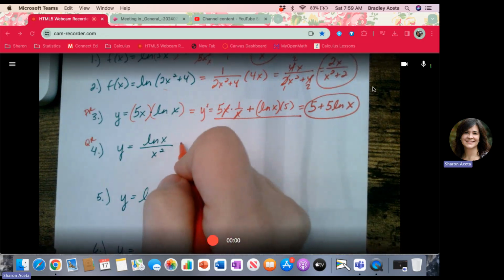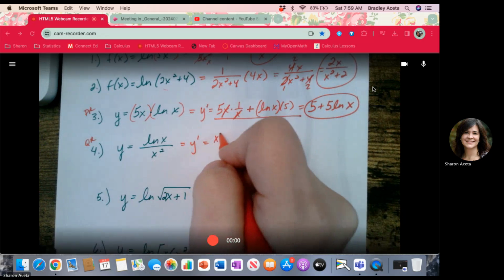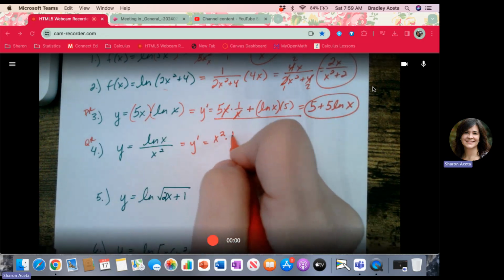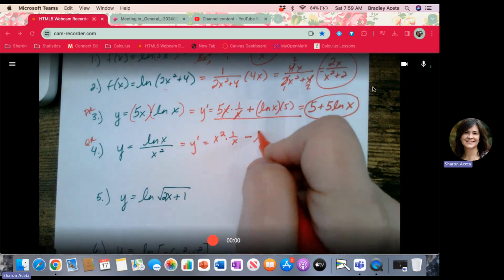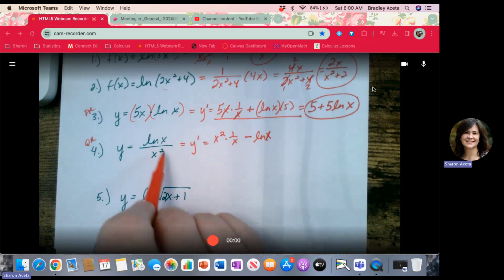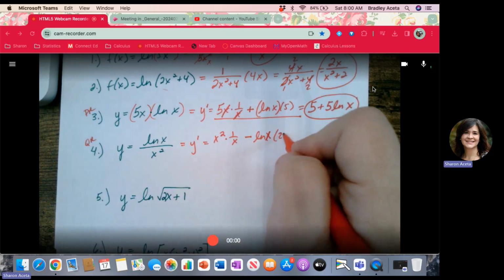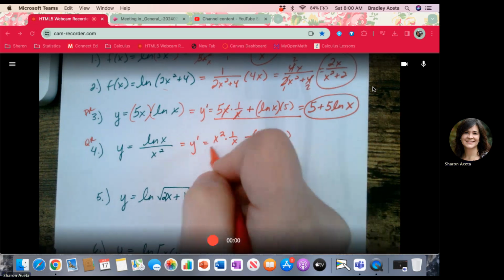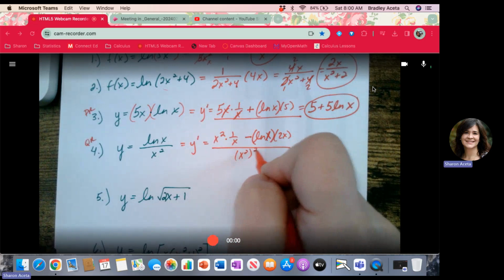So the quotient rule says denominator times the derivative of ln of x, which is just 1 over x, minus the numerator, whoops, that's supposed to be an x, times the derivative of the denominator, which is 2x. And again, this is its own quantity, that's its own quantity, all over the denominator squared.